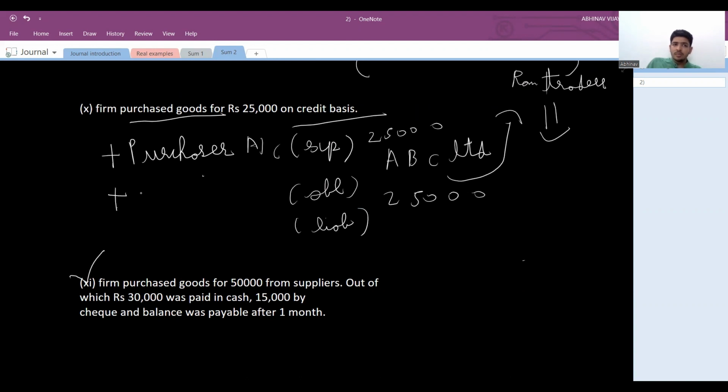What are the liabilities? Name. If they say from Ram Traders, you write Ram Traders here. But since they didn't say Ram Traders, I want you to write creditors account.